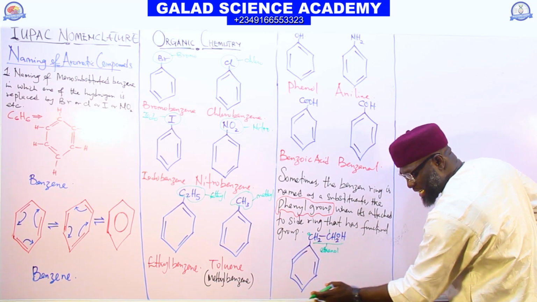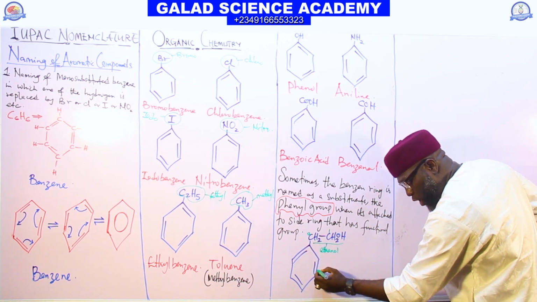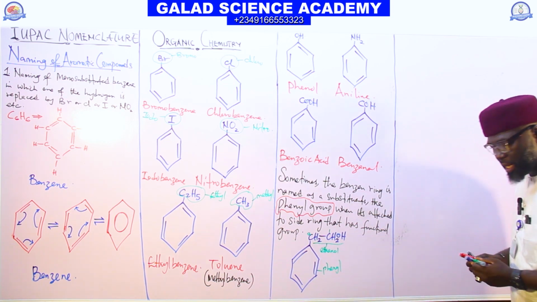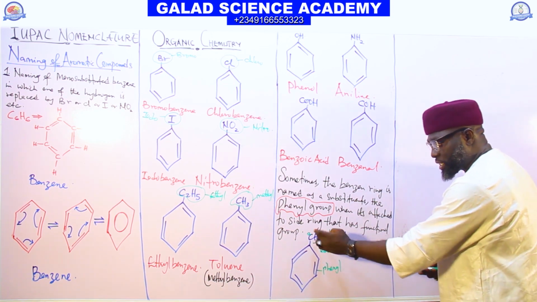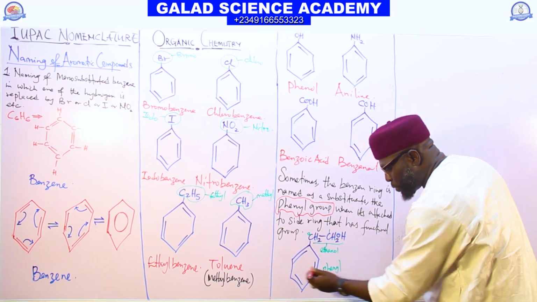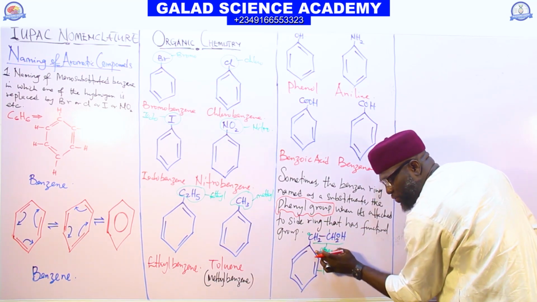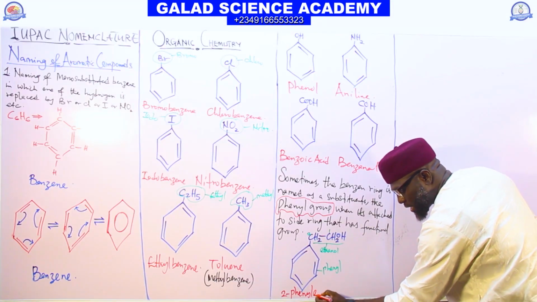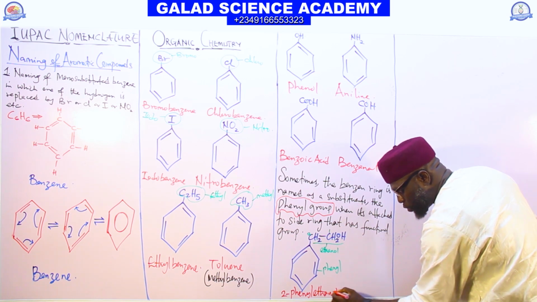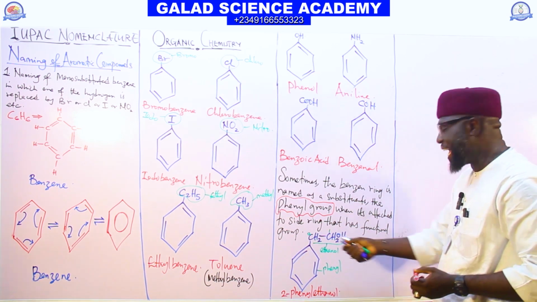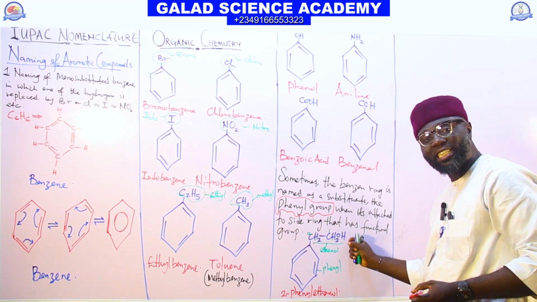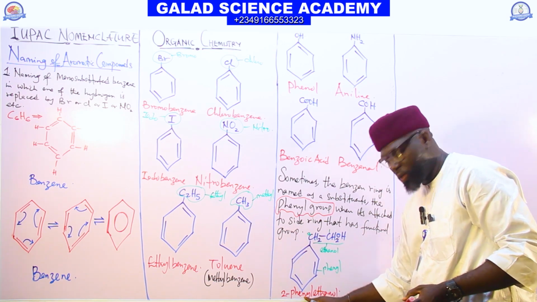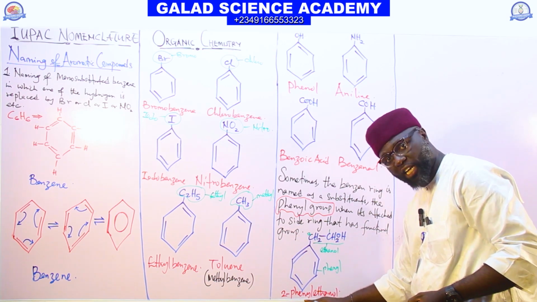This is the first carbon, 1, 2. This is benzene now, but it serves as phenyl. So it is no more benzene because it serves as a substituted group. So the name of this compound is 2-phenylethanol. Whenever benzene is attached to a side chain that has a functional group, the benzene will serve as a substituted group, which is conformed to as the prefix.